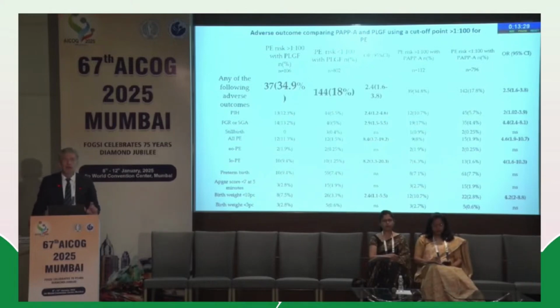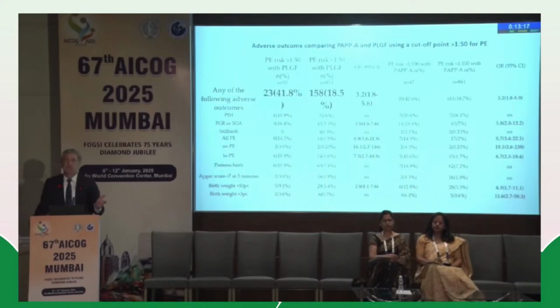Of course, if we don't have access to PLGF, we can also use PAPP-A, and it's also effective, and it was also presented in this study. The question is, what cutoff should we use? It was presented in the ASPRE trial, this means 1 to 100. Or maybe we should increase the cutoff to 1 to 50. This was much more effective and shows us the really high-risk group, which we should concentrate on in the course of the pregnancy. This is a very interesting issue, but it's not the end of the prediction.